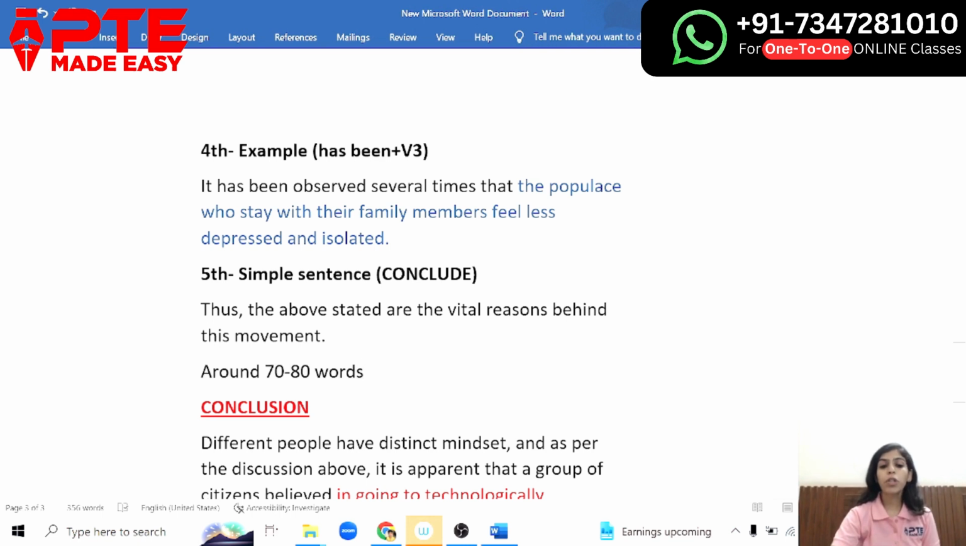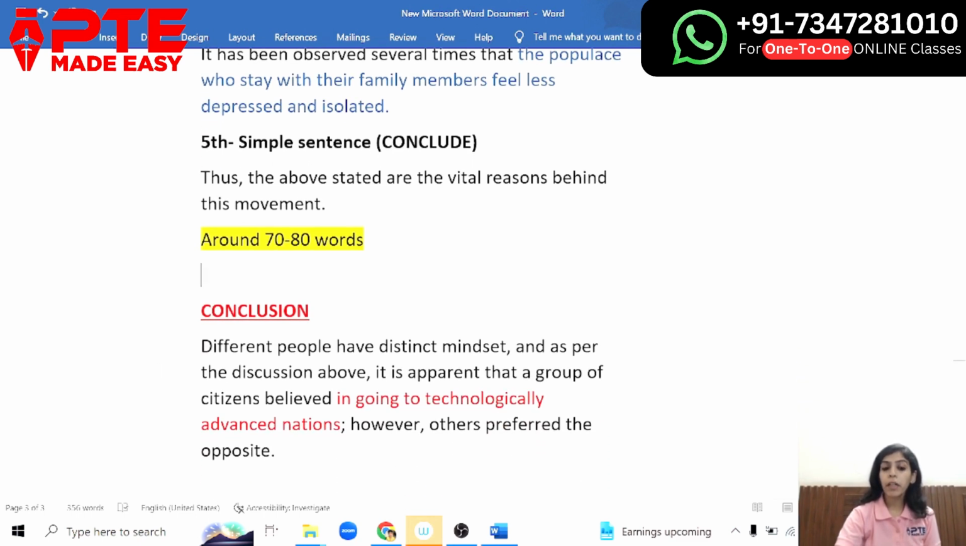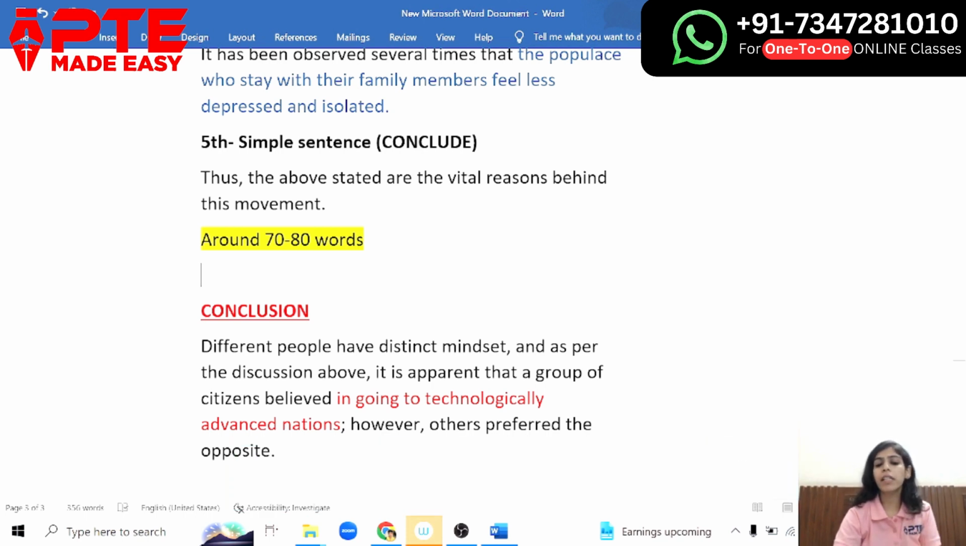And last is the conclusion, in which we are going to write 30 to 40 words. Now coming to the conclusion part, same copy paste. Different people have distinct mindsets, and as per the discussion above, it is apparent that a group of citizens believed in going to technologically advanced nations. However, others preferred the opposite, owing to support from their family members. We can write this as well, or we can skip also.